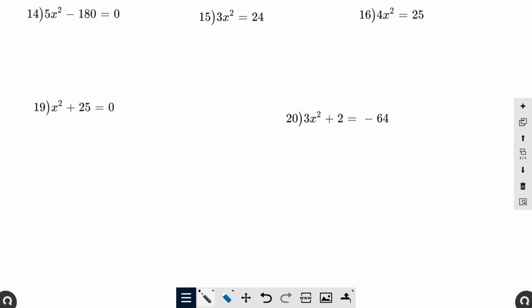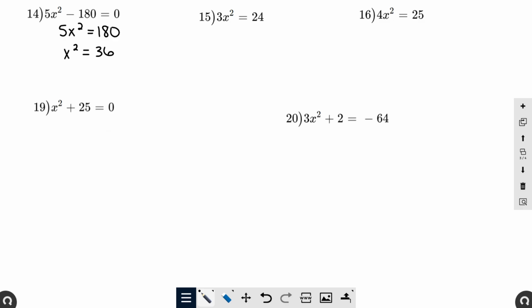You add the 180. Solve like normal. Don't worry about factoring right now. We're just solving like normal. Add that 180 over to the other side. So 5x squared equals 180. And then still solving for x. So what would you do next? Divide by 5. So grab those calculators. What's 180 divided by 5? 36.